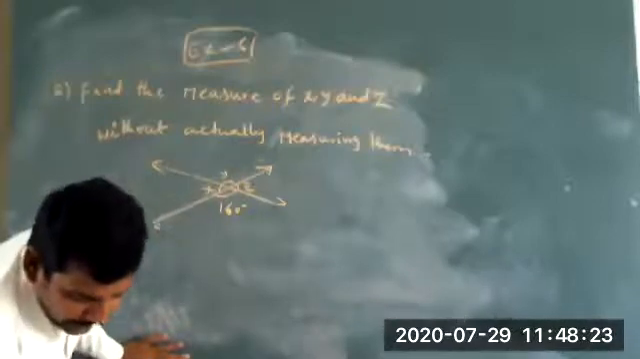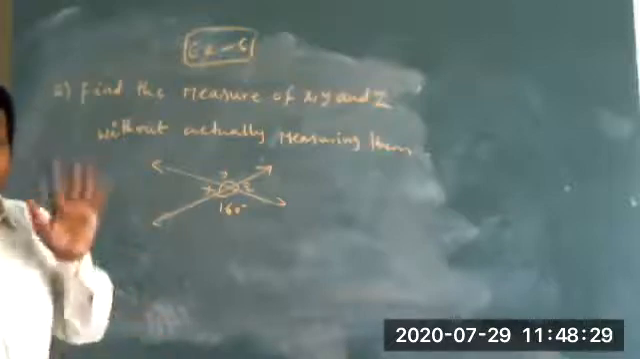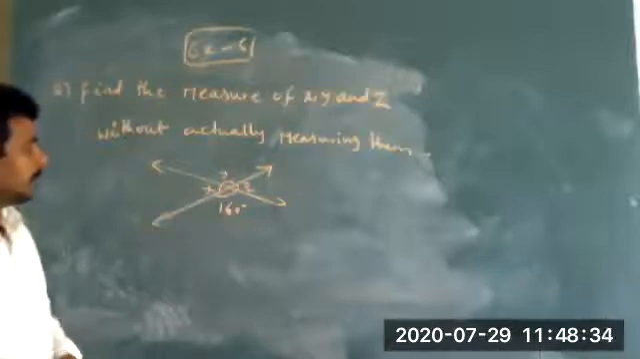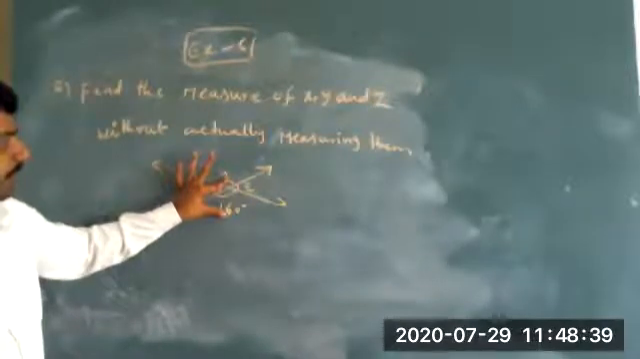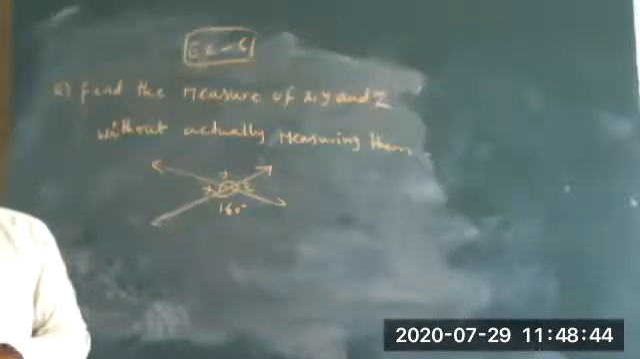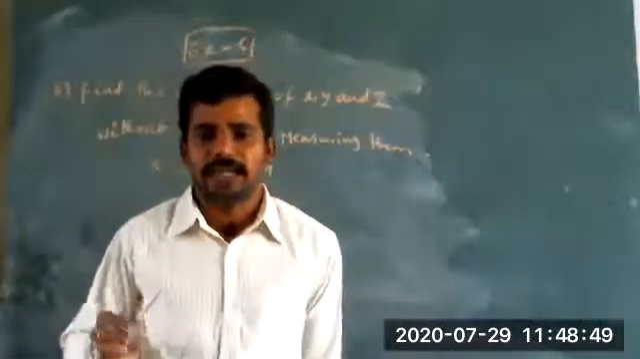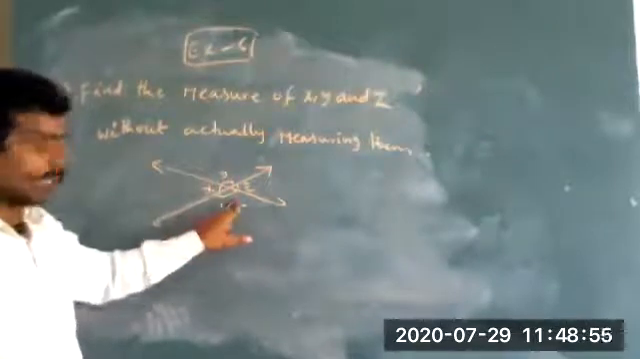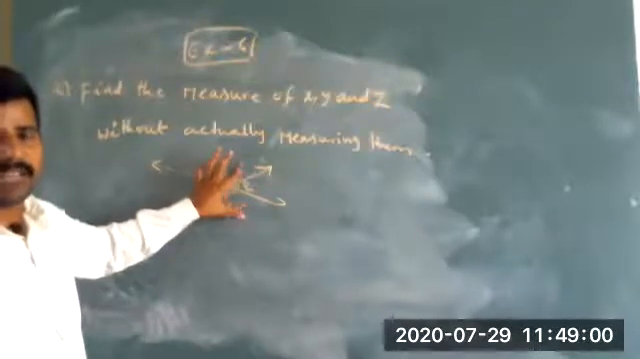What is the vertical opposite angle, children? A pair of adjacent angles whose sum is straight angle or 180 degrees is called a vertical opposite angles. So y and 160, these both angles are vertically opposite angles. Vertically opposite angles are equal. So angle y is equal to angle 160, because vertically opposite angles are equal.